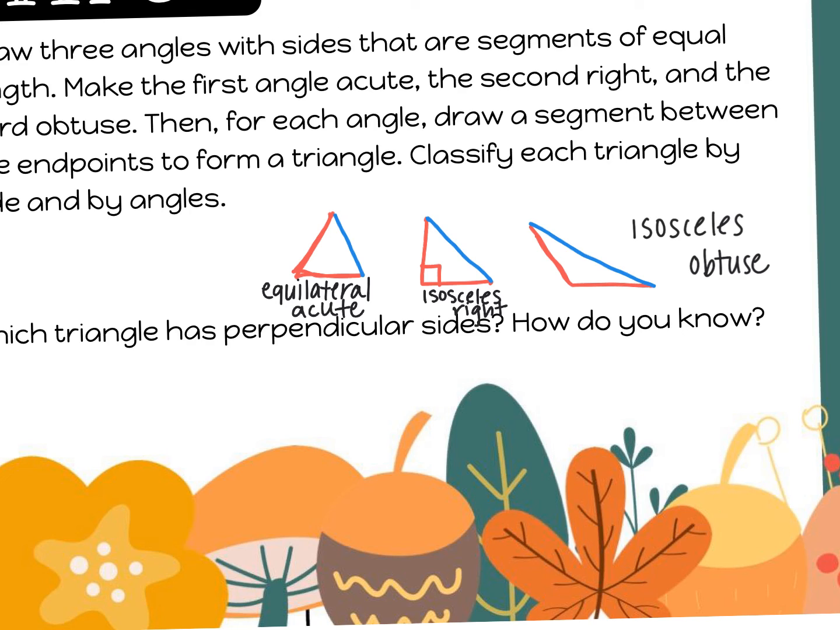Okay. Which triangle has perpendicular sides? Savannah. The right angle. How do you know? Because to make perpendicular lines, they have to form a right angle somewhere. Very good. It has to form a right angle. And if you look at the two red lines, they are perpendicular and they are forming a right angle.